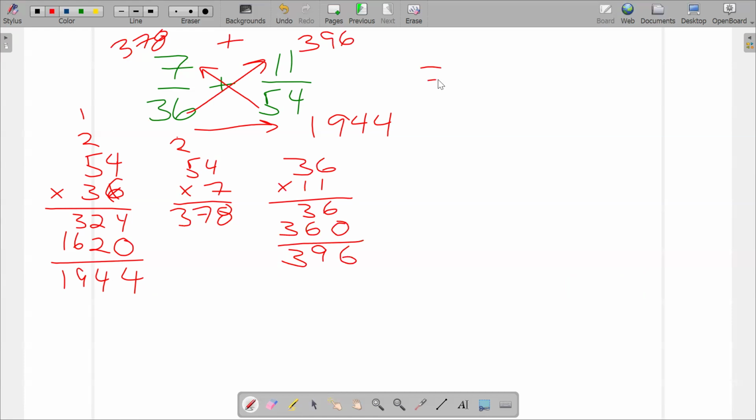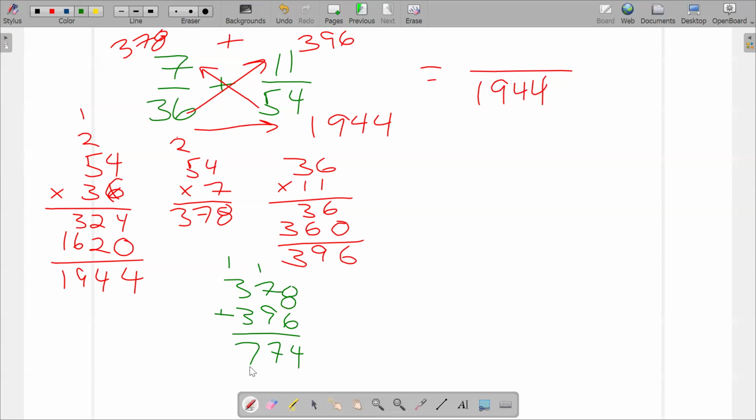Fill those up. Your denominator is 1,944. Let's see what happens if I add 378, 396, 8 and 6 is 14, 17, 7. So then I get 774 over 1944.